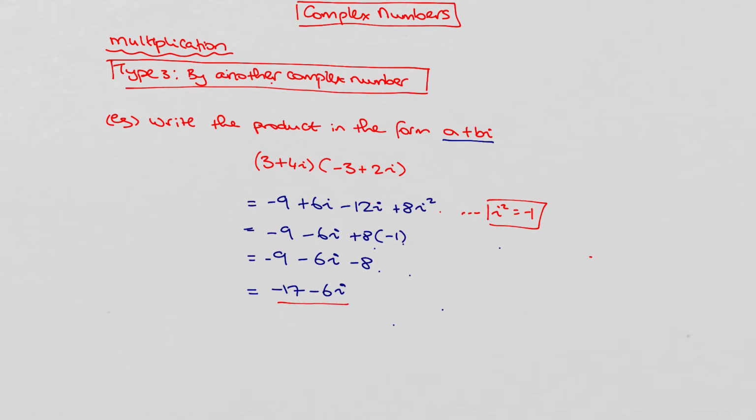So basically when we multiply a complex number by another complex number, then we say the product of two complex numbers is itself a complex number. So in other words, we say closure is preserved under multiplication. In other words, the product of two complex numbers is a complex number.